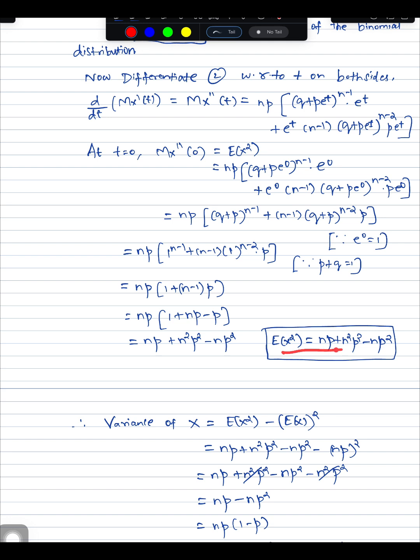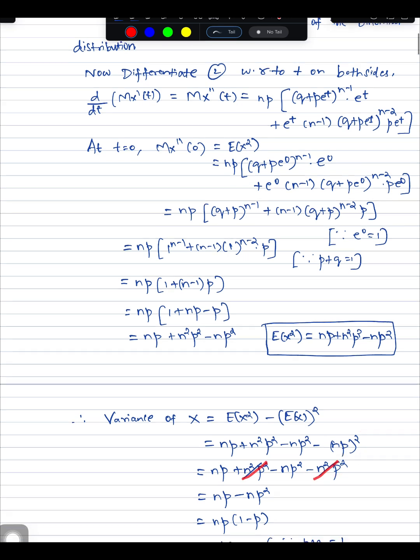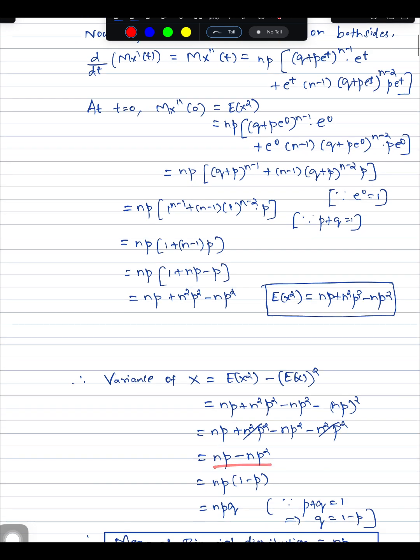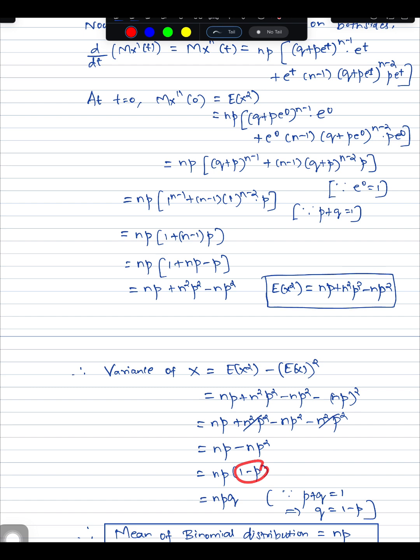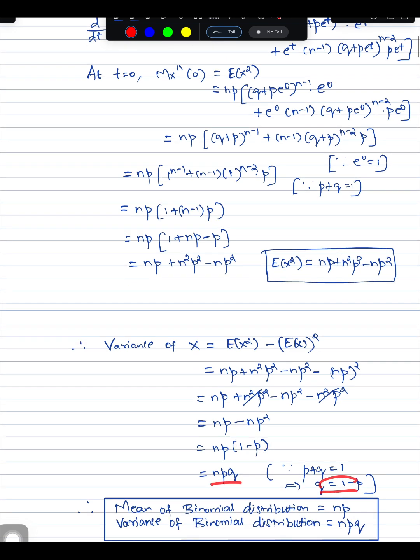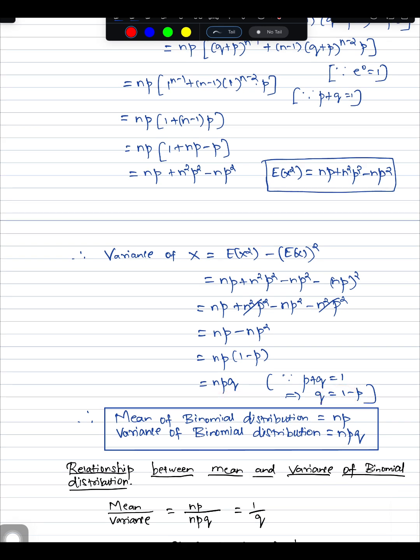We know very well E of X square, which has been computed before, that is np plus n square p square minus np square, minus (E of X) whole square, that is (np) whole square. When you do that, (np) whole square is nothing but n square p square. Now this n square p square and n square p square get cancelled, leaving np minus np square. Now take np common, that will give you 1 minus p. But what is 1 minus p? Since we know that p plus q is 1, q is 1 minus p. So it will be npq. So the variance of the binomial distribution is npq.